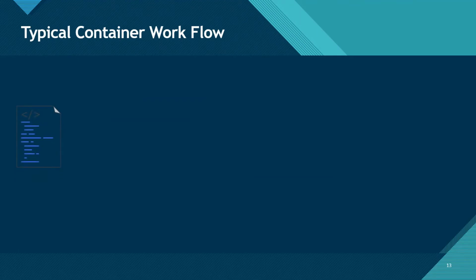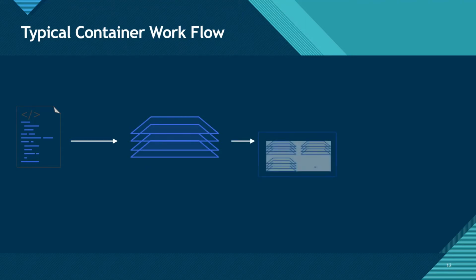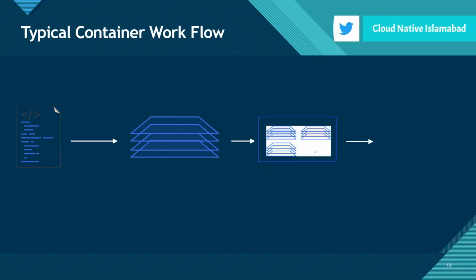So a typical container workflow for the dev people, or for the ops people, looks like this: you have a Dockerfile, written in a YAML-like construct that we will see later in our session, and we build the image from that Dockerfile. We push our images into the container registry, and then we run our container out of that.